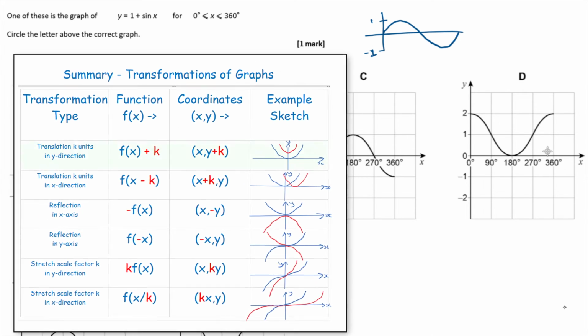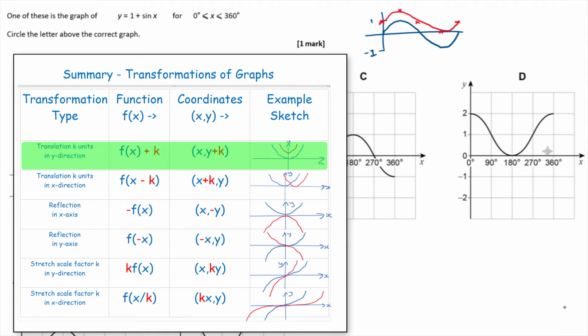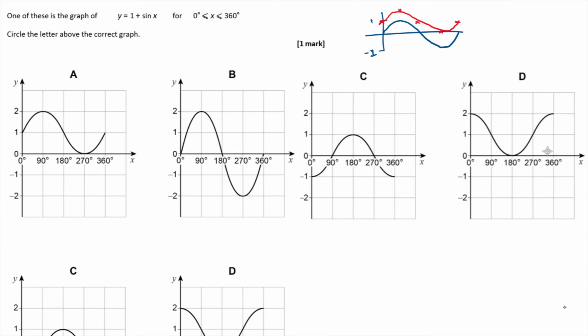Now, if I'm doing 1 plus sine x, I'm taking each of these points and I'm moving it 1 point up. So that one is going to be at 1. This point is going to be up at 2. This point is going to be at 1. This point is going to be at 0. And this point is going to be at 1. So I'm going to get the same shaped curve, but shifted up by 1 unit. So it's a translation of 1 unit up. Okay? So which one is showing me a translation of 1 unit up? Well, it's A, isn't it? So that's the basic sine curve moved 1 unit upwards.